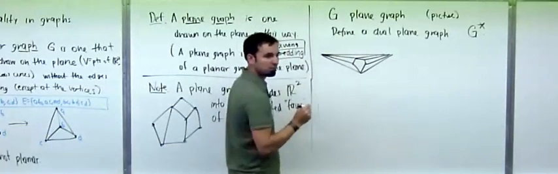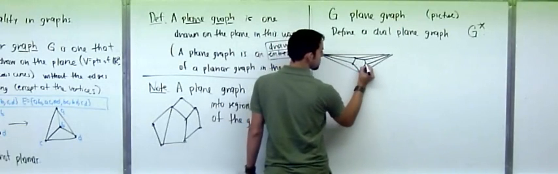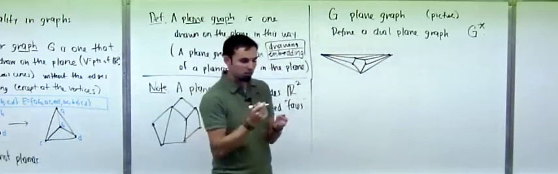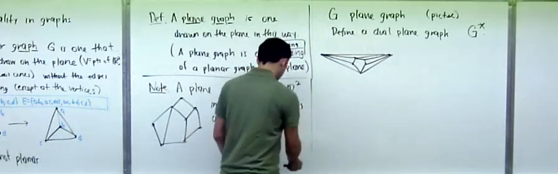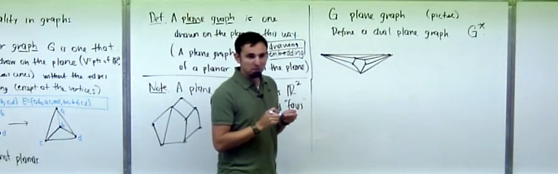Okay, there's a graph. It's a plane graph because I'm considering this as a drawing on the plane. There's vertices and there's edges. Each edge is a continuous curve. What I'm going to do now is basically what I did with the map last time.